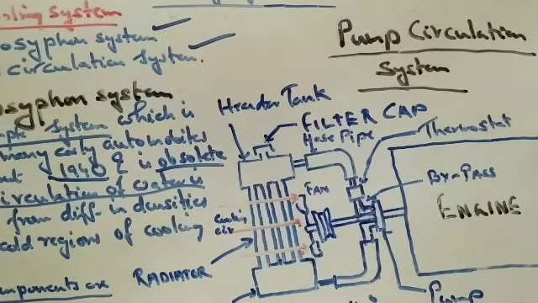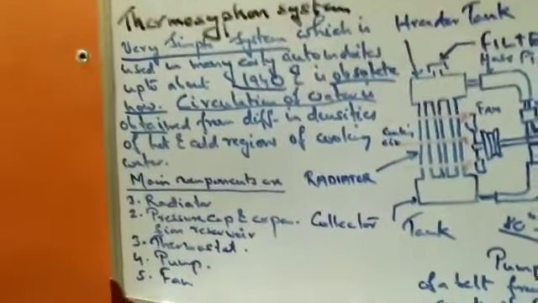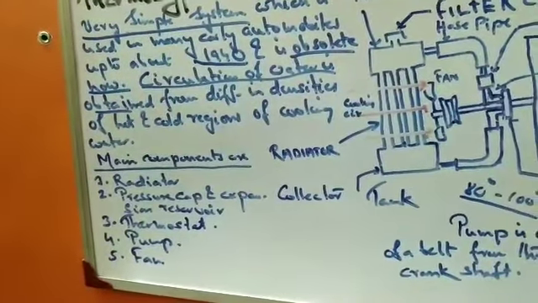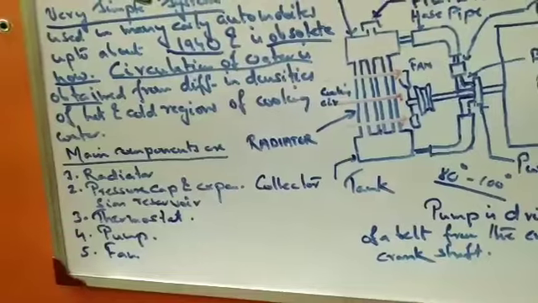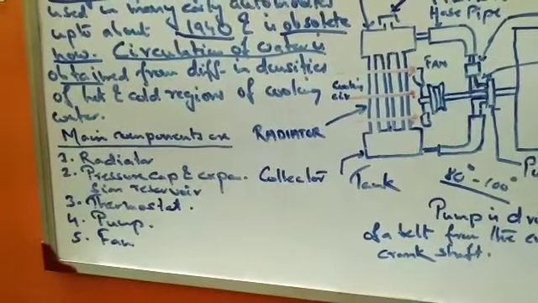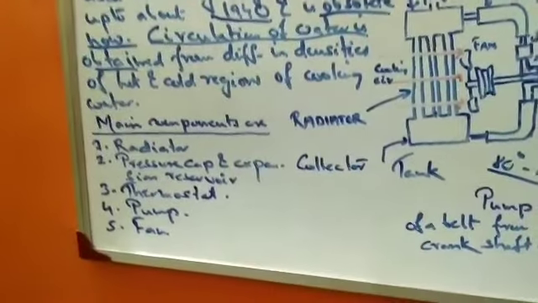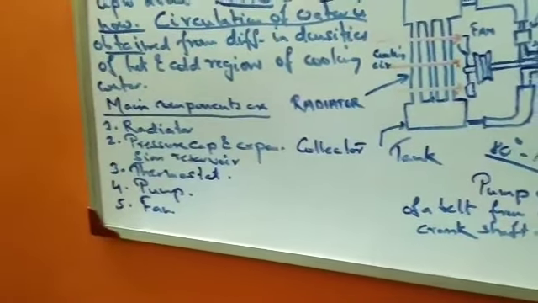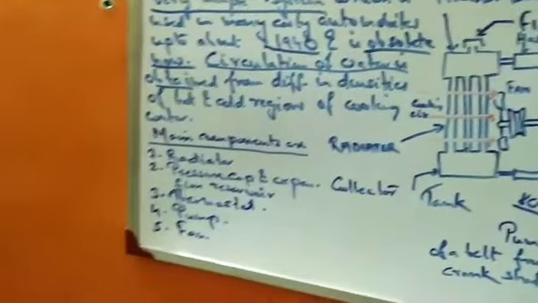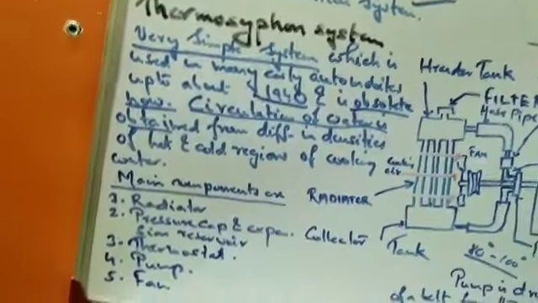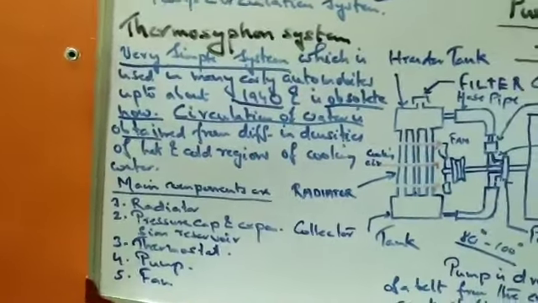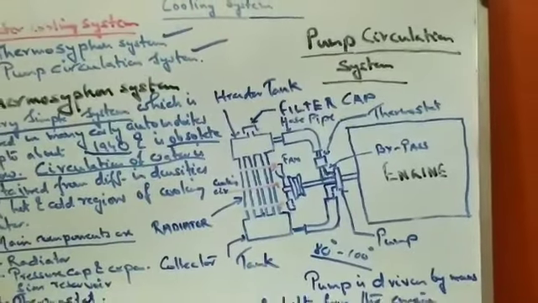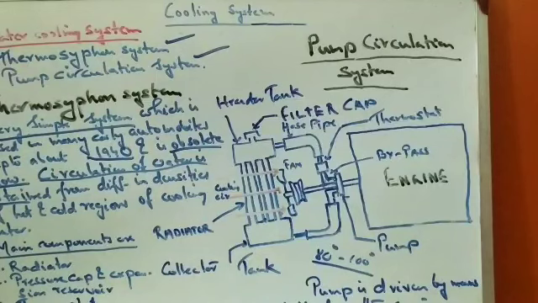Now, the main components of a pump circulatory system are the radiator, the pressure cap and the expansion reservoir, the thermostat valve, the pump, and the fan. So these are the main components of a cooling system: the radiator, the pressure cap and the expansion reservoir, third the thermostat valve, fourth the pump, and fifth the fan. This is the way in which a pump circulation system operates, and it is used in most vehicles nowadays.